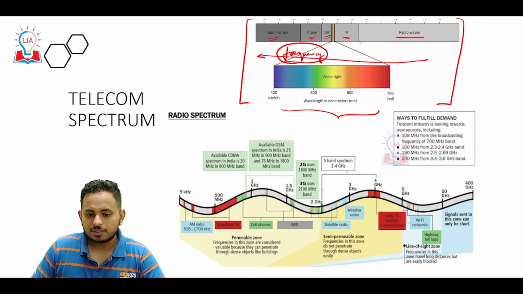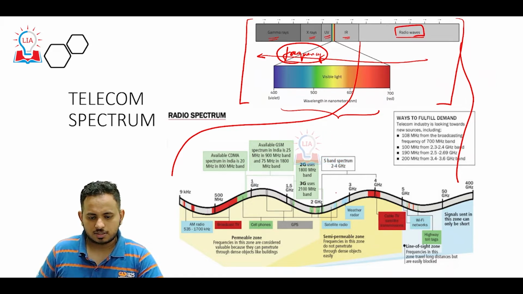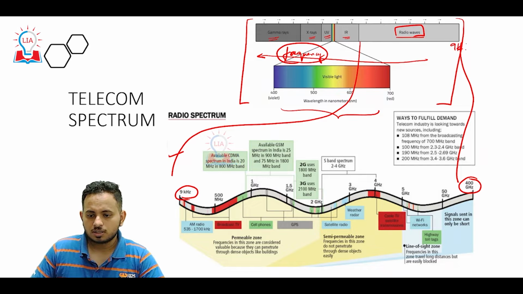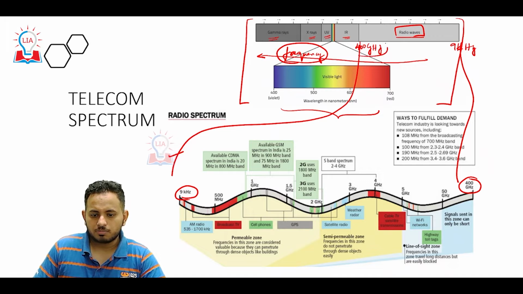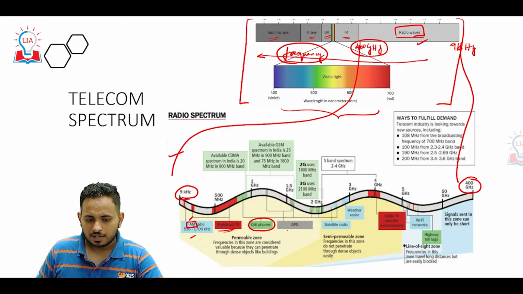If you break this particular spectrum, this is radio waves, we will have this. This is a diagram which shows from 9 kilohertz to 400 gigahertz of spectrum. This is 9 kilohertz and this is 400 gigahertz of spectrum, that is called as radio waves. Here you can see this is the AM radio, okay, where we have frequency modulation, that is FM, and AM we have here. This is a broadcast for the TV, and this is the radio's frequency for the cell phones, and this is for the GPS.